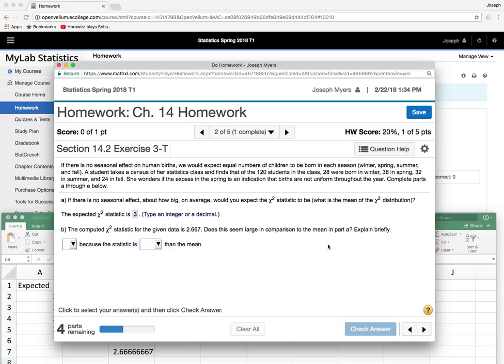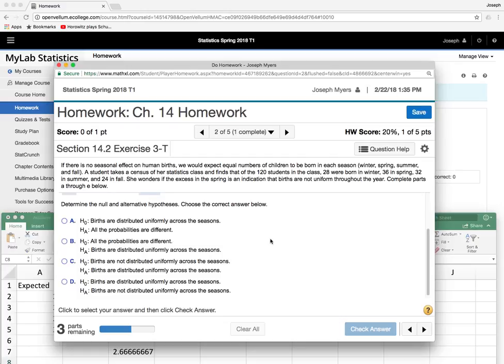Does this seem large in comparison to the mean in part A? No, it doesn't seem very large, because in fact it's actually a little bit smaller than the average value. So even when children are born equally among all seasons, there will be some samples that will fluctuate a little bit just from natural causes. And so it's perfectly normal to have 28 born in winter, 36 in spring, 32 in the summer, 24 in the fall, even if the average amount is really 30, 30, 30, and 30.